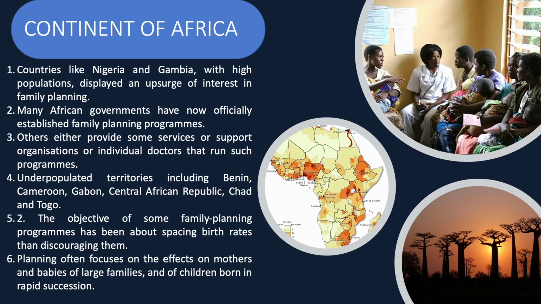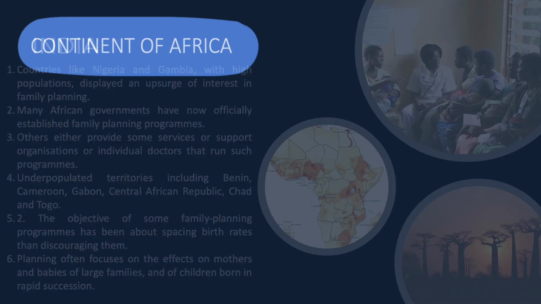Referring to the case of underpopulation, territories including Benin, Cameroon, Gabon, Central African Republic, Chad, and Congo, an area 6 times the size of France, have only 77 million people, compared to France's 63 million. In such countries, the objective of some family planning programs is essentially that of spacing birth rates rather than discouraging them. Even in those areas where overpopulation is the issue, the problems of positive population control have ensured that planning often focuses on the effects on mothers and babies of large families and of children born in rapid succession.